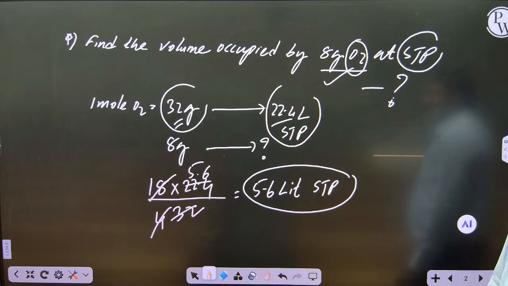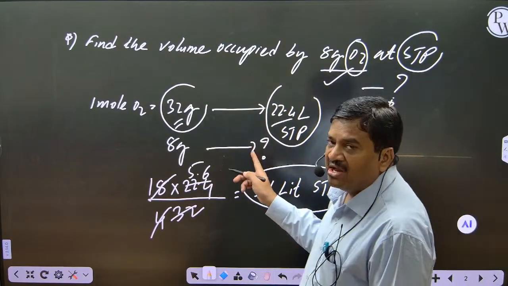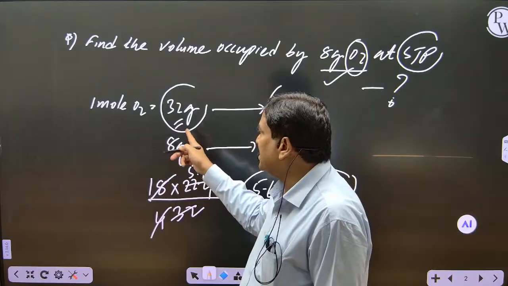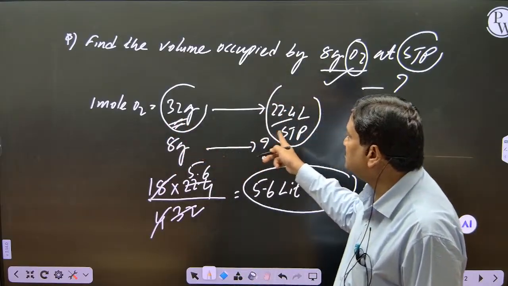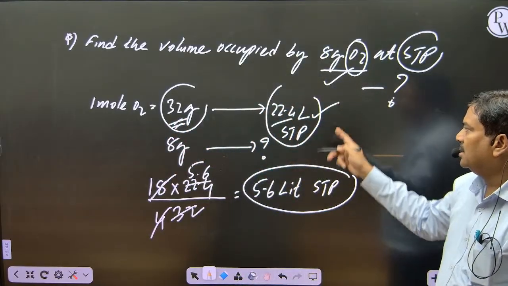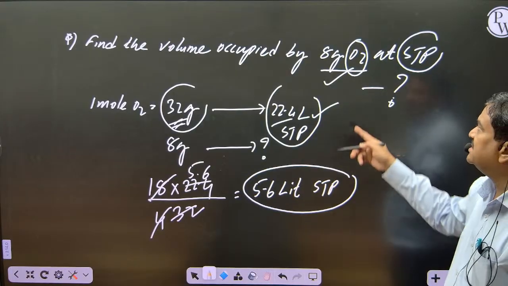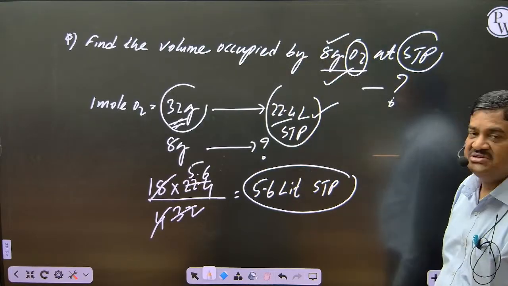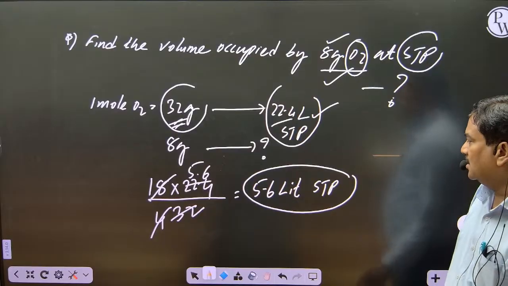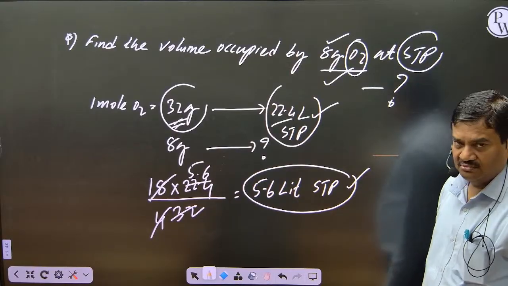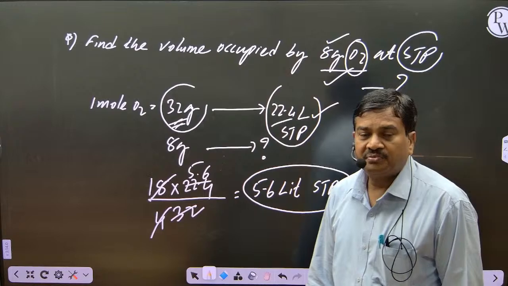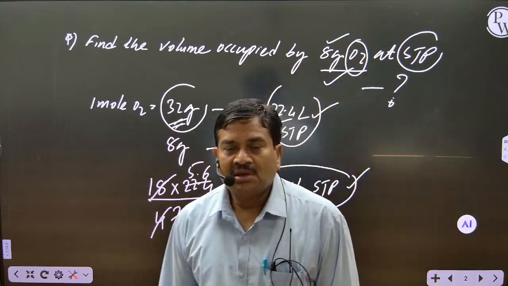Simple, no? So understood all of you. 1 mole of any gas, what is the molar mass for oxygen? 32. 32 grams will occupy 22.4 liters. So the question is asking for 8 grams of oxygen, how much volume it will occupy. Clear? Now write one more question.